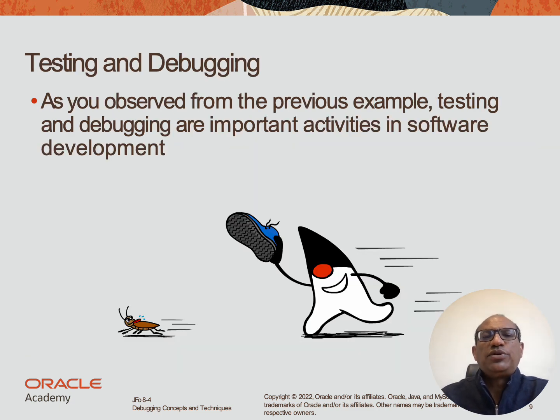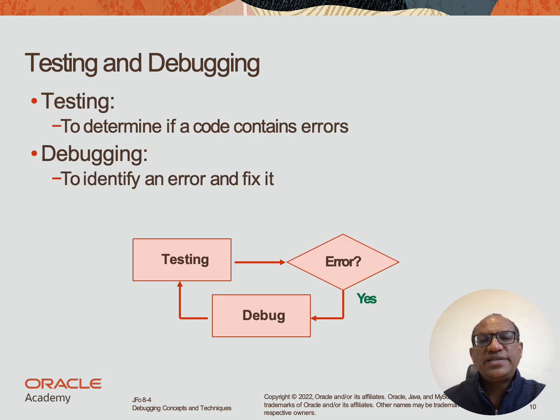This leads to an important point: testing and debugging. Testing is checking if your code works. Debugging is figuring out why it doesn't when it doesn't. They go hand in hand in every project.